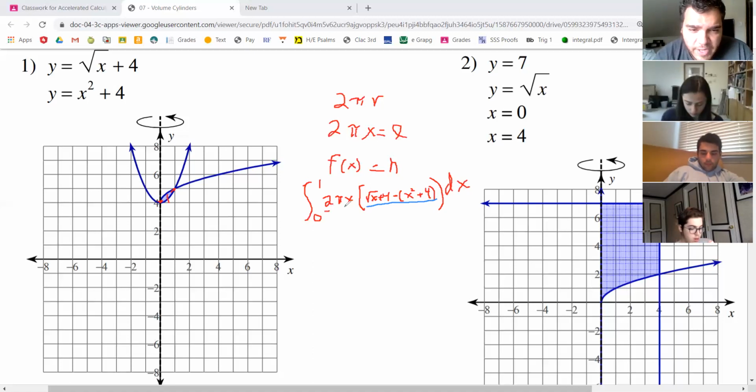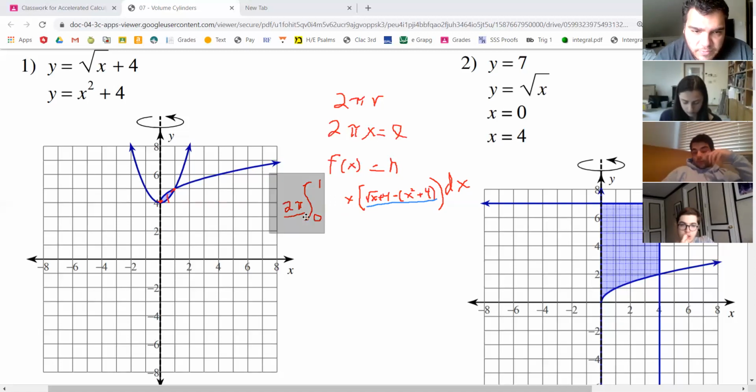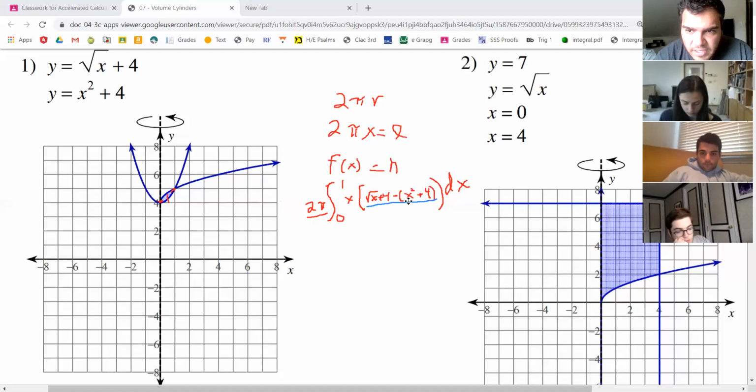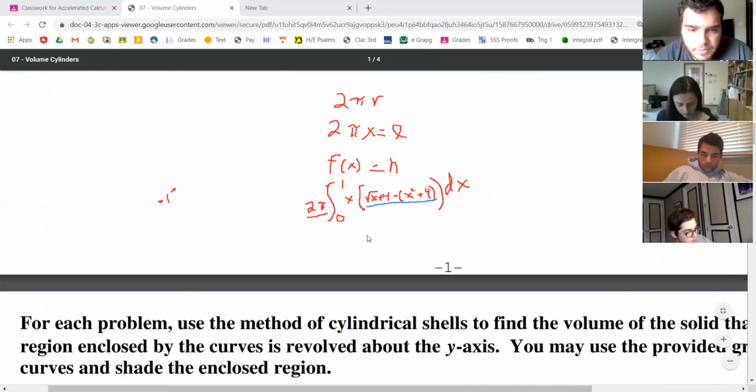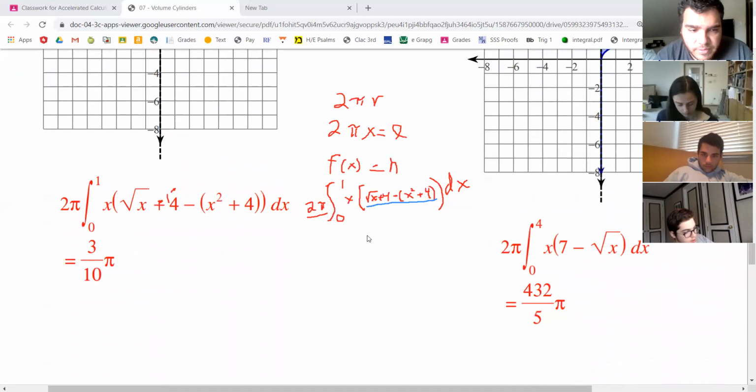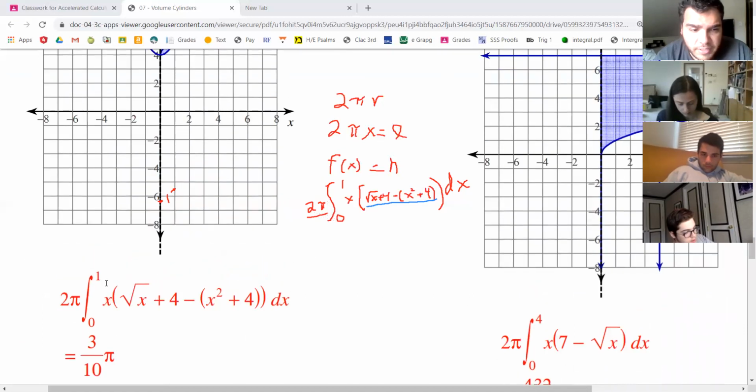Okay? 2 and pi are constants, so you could put that on the outside. There we go. So 2 pi is going to be on the outside. And then in here, you could distribute and solve and do the antiderivatives, but you're free to use your calculators. So right here should be our setup for the equation. And let's just check it: 2 pi from 0 to 1, x, subtract these two, dx.